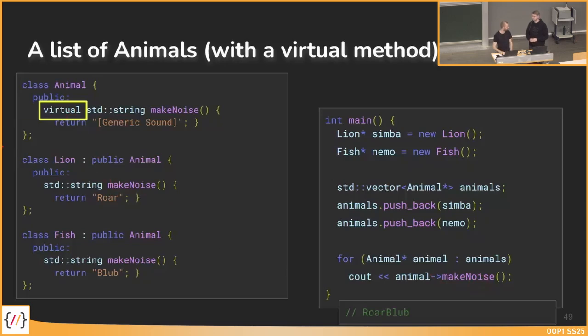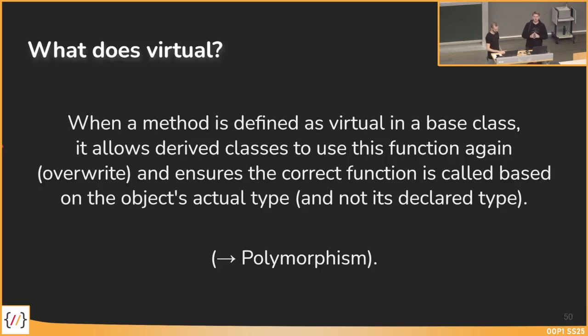What does this virtual mean, Sebastian? It's a very good question. Whenever we define a method as virtual in the base class, this means that the derived classes are allowed to use this particular function again and then override this function to have a specific behavior for the subclass.